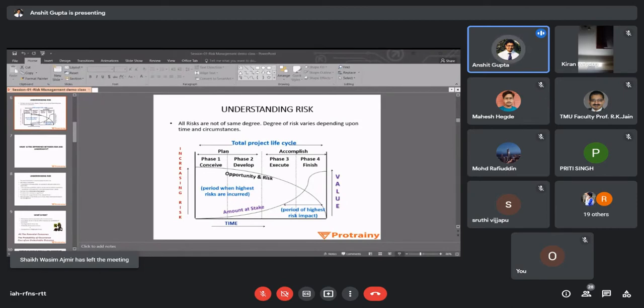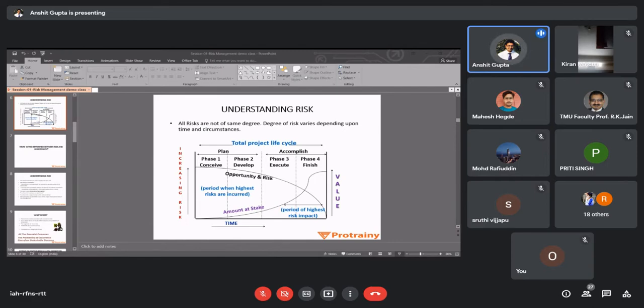Again, this example I had already discussed about the vents in the bathroom and kitchen. If you are able to calculate this risk in the first phase, then your amount at stake will be very less. But if you try to give vents at the end, at phase 4 of the project, then your amount at stake will be very high and your opportunity will keep on reducing. So the last two phases are the period of the highest risk impact.